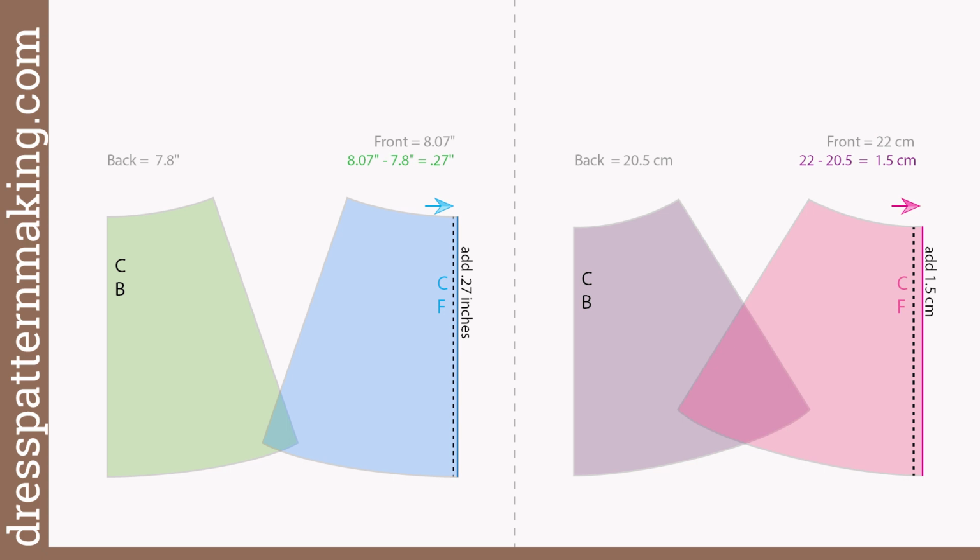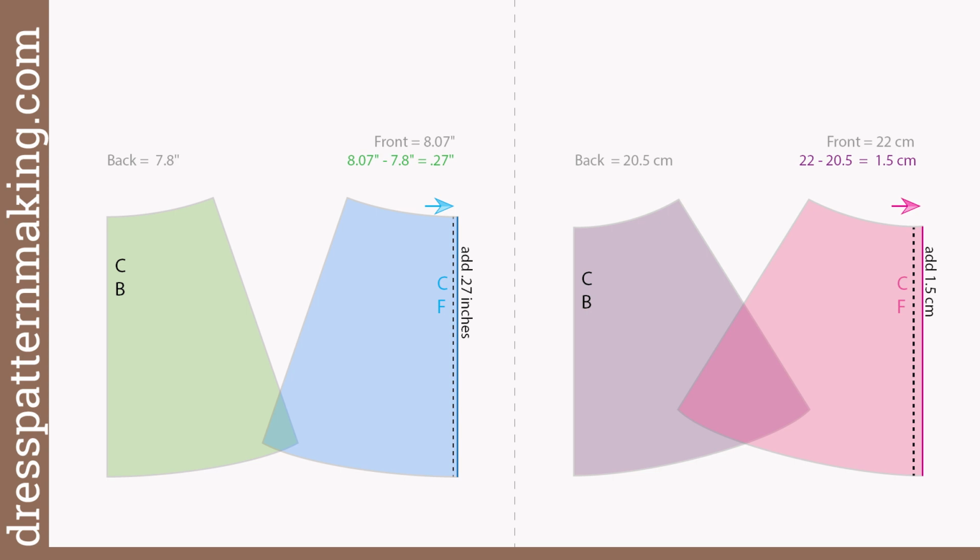For both Kate and for myself, the front empire line measurement was larger than the back measurement, and so the difference is added at the center front. Looking at Kate's block, the black dashed line was traced from the center back. 0.27 inches is added to the empire line waist and a new center front line is drawn, obviously parallel to that original center front line. And the redrawn one is shown in blue.